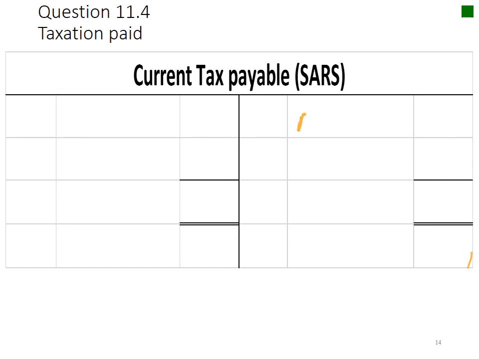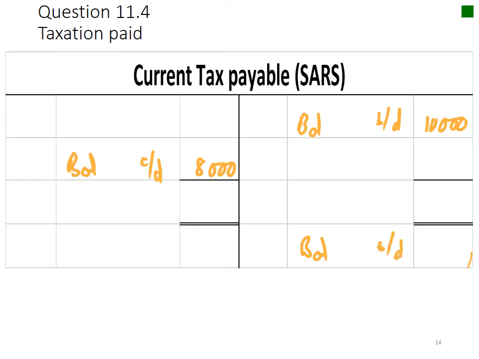So remember, this is a liability. It would have had a credit balance at the beginning of the year that told us we owed SARS 10,000. At the end of the year, we owed SARS 8,000. Okay, so we'll bring that balance down. So it's like we paid SARS 2,000 Rand because that balance has actually decreased.